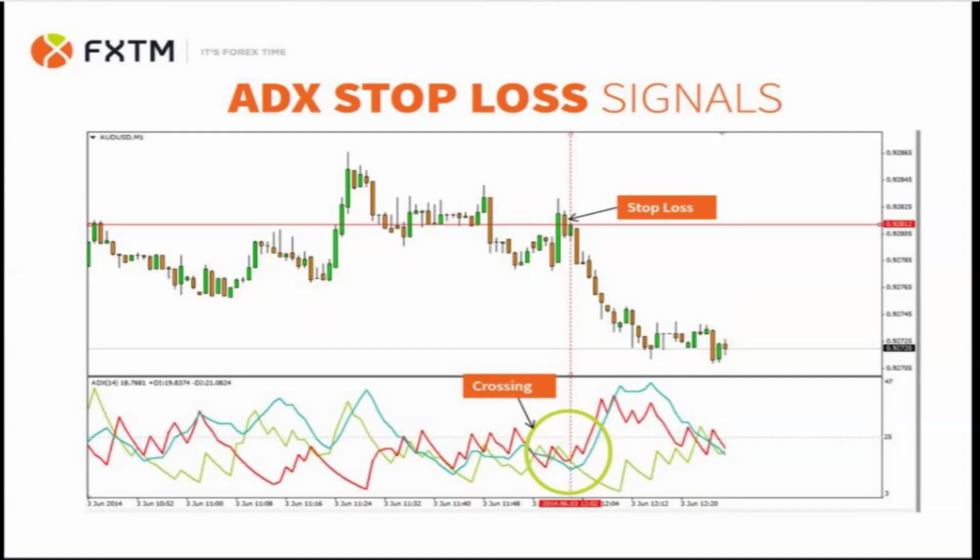But now there's what we call plus DI and minus DI, which are these two lines, this green one and this red one. Now, if this ADX line is above 25 and this minus DI is above plus DI, that is the red above the green, the market will sell.